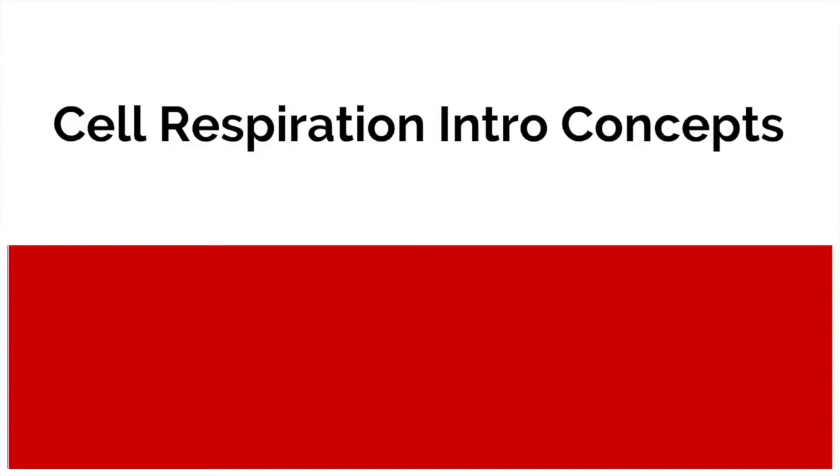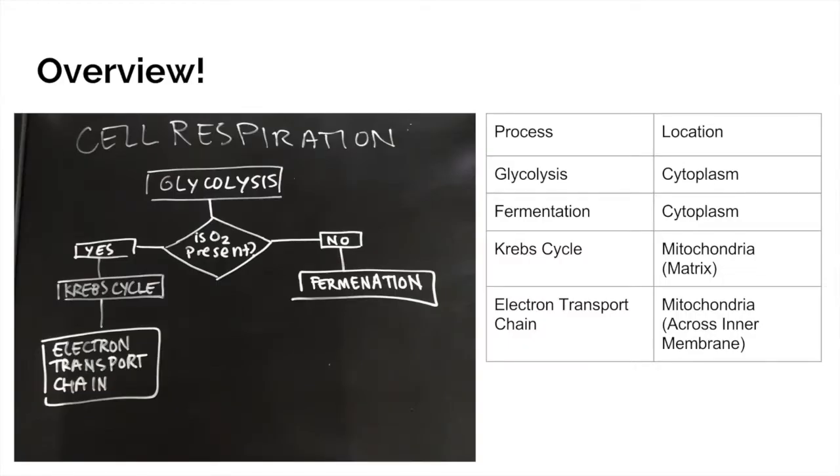So first of all, the introduction concepts. Cell respiration begins with glycolysis, and this is in the cytoplasm. Fermentation is also in the cytoplasm, and these are both anaerobic processes, where basically they don't need oxygen. Meanwhile, if you do have oxygen, you can create more ATP. This is done through the link reaction, the Krebs cycle, and the electron transport chain.